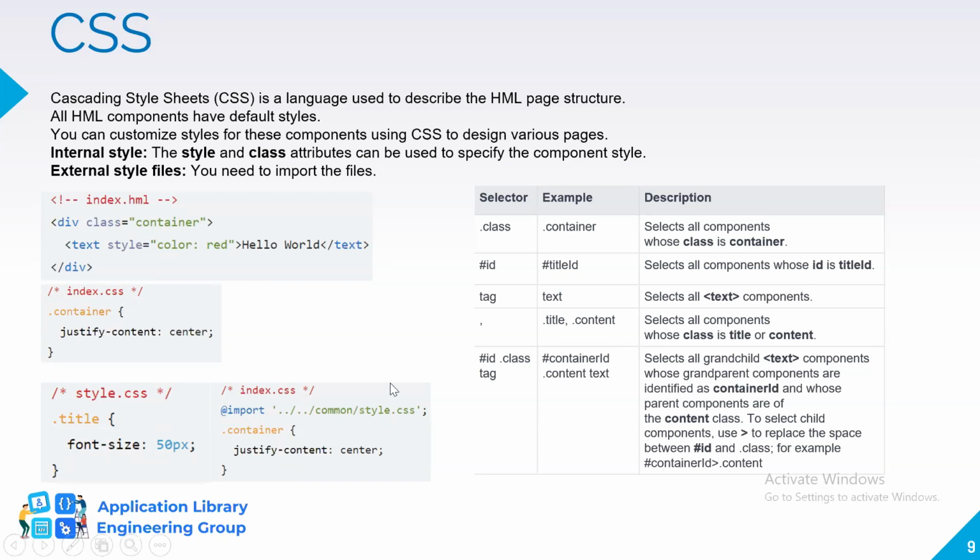Similar to that, we have some other selectors like ID, and ID followed by class. Basically wherever an ID is defined as this, for example, title ID, all those components will be selected and styling will be applied to all of those components.